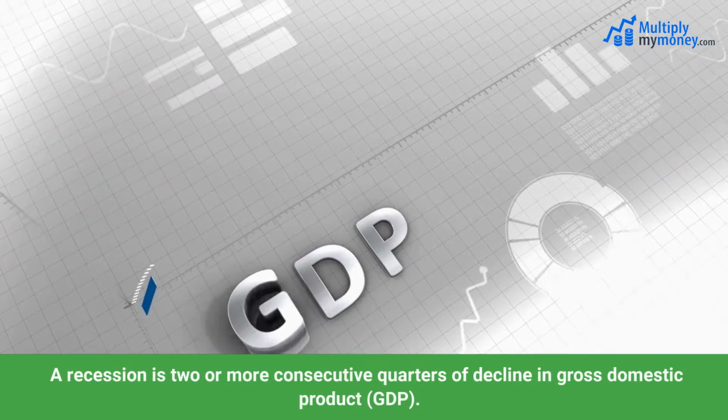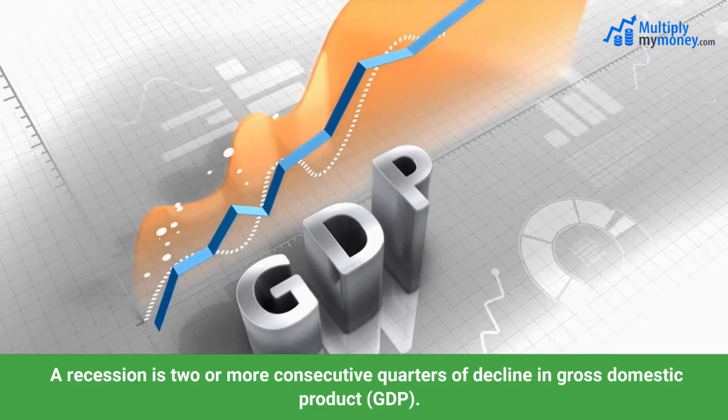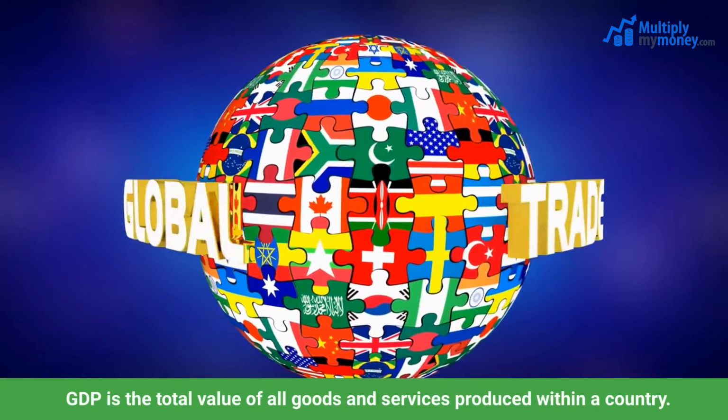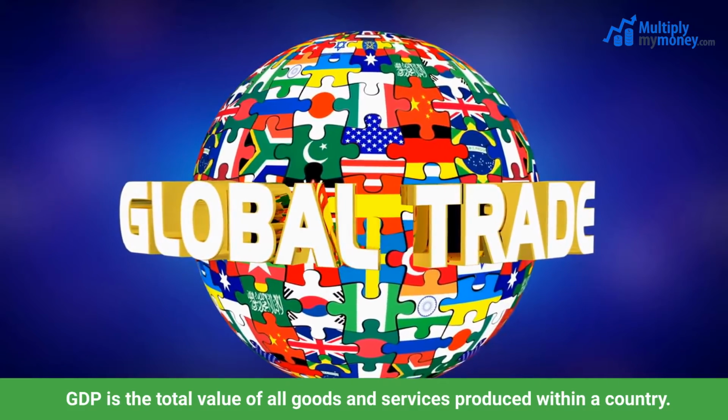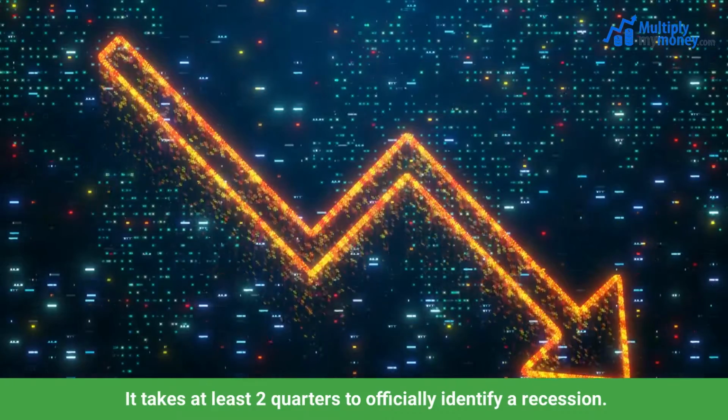A recession is 2 or more consecutive quarters of decline in gross domestic product, GDP. GDP is the total value of all goods and services produced within a country. It takes at least 2 quarters to officially identify a recession.